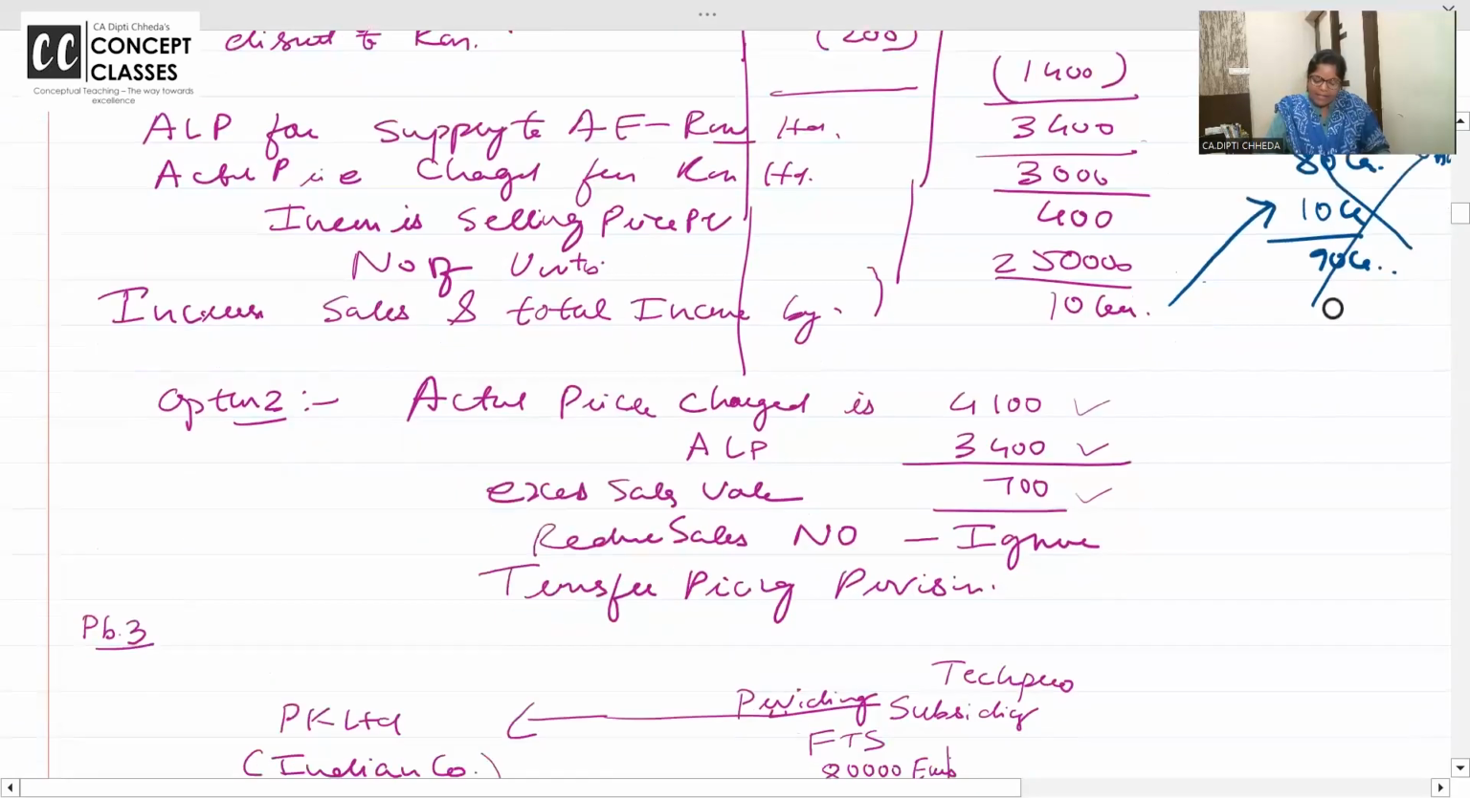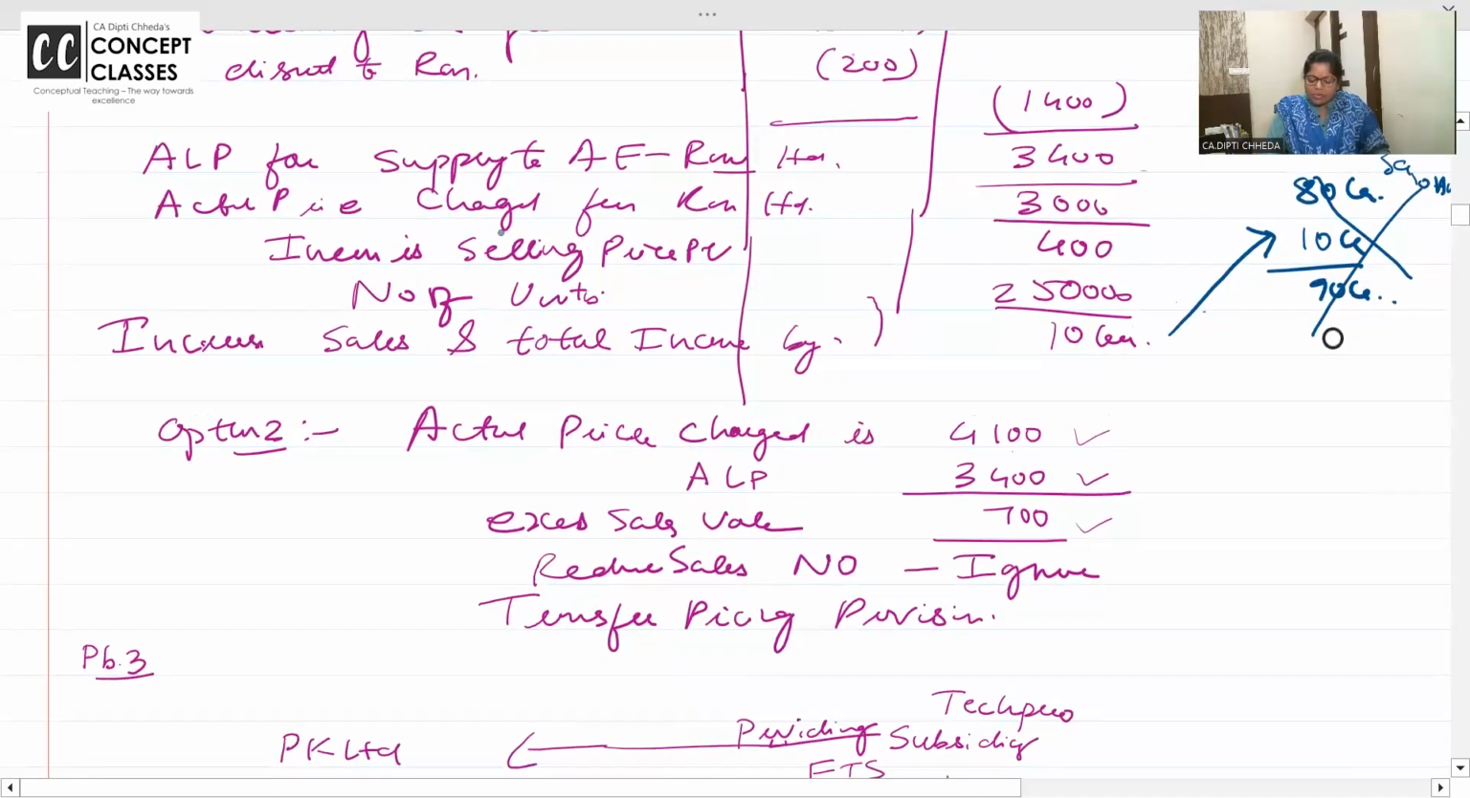I'm just saying that if the actual price charged is 4,100, arm's length is 3,400. So you have shown excess sales. Can you reduce the sale? Answer is no. In such cases, transfer pricing is not applicable. So here we complete with cup method.